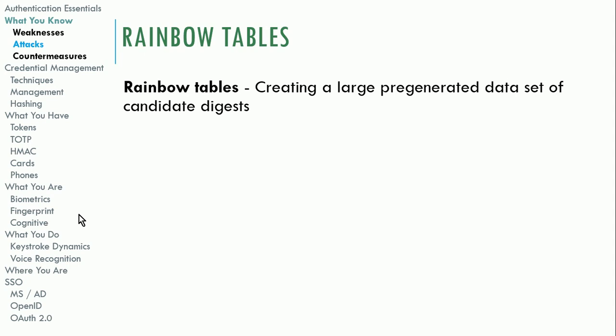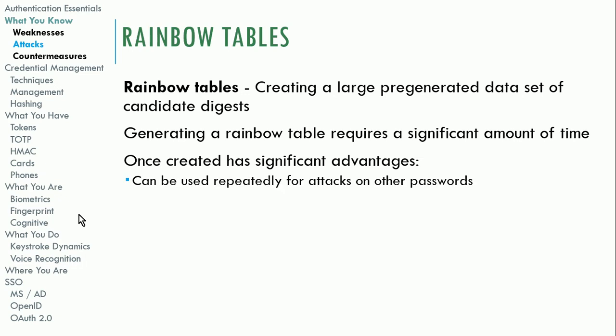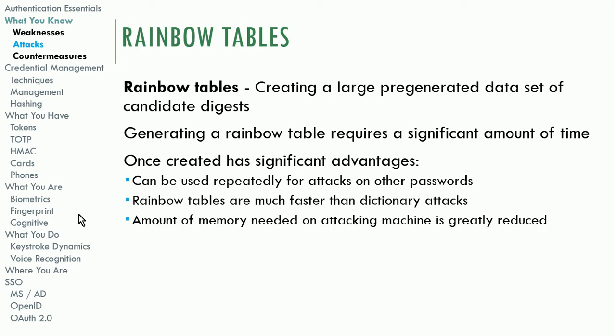So a rainbow table is a pre-compiled list of all of the digests for various hashing algorithms, I should say, and we use that output to try to find the matching digest. So instead of using actual words, we use the rainbow table, which has the digest already calculated for us, and we compare it against the digest that we stole. It can be used repeatedly for attacks on other passwords. It's much faster than a dictionary attack, obviously. The amount of memory needed on the machine that you're using to carry out the attack is greatly reduced because, again, a lot of the work has been done for us.